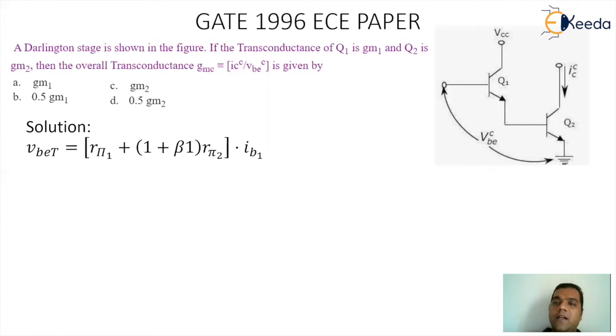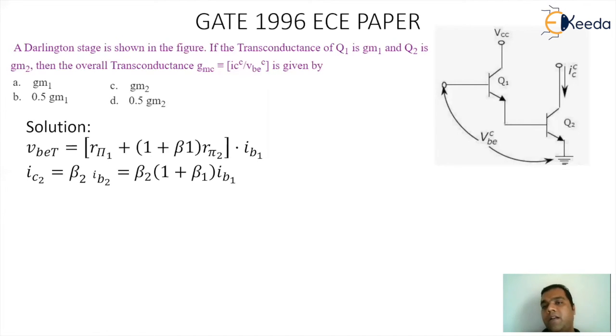The voltage between the points of base and ground is VBE of C, which is my VBE of T, and it is basically the incoming current times the incoming impedance. The incoming current is IB1, and the impedance measured between the base and the ground point will be r pi 1 plus (1 plus beta) times r pi 2. So this is the total value of VBE. On similar lines, I can find the value of IC of C, that is my IC2. The value of IC2 is basically beta 2 times IB2. IB2 is as good as emitter current 1, and that is the reason IB2 will be replaced as (1 plus beta 1) times IB1.